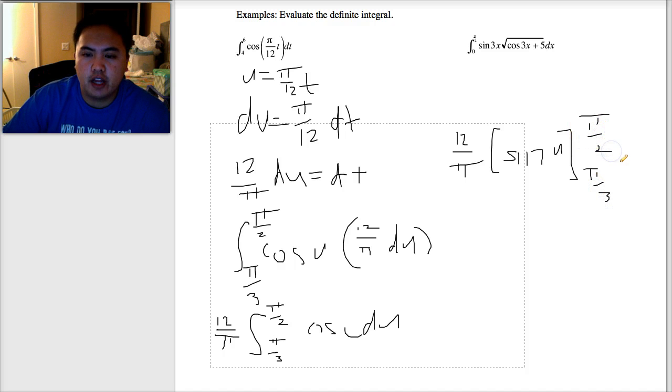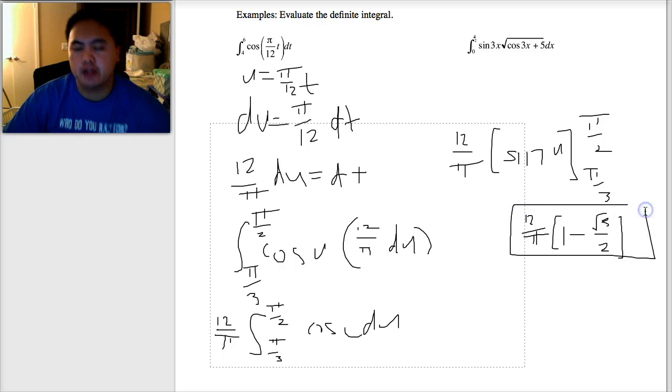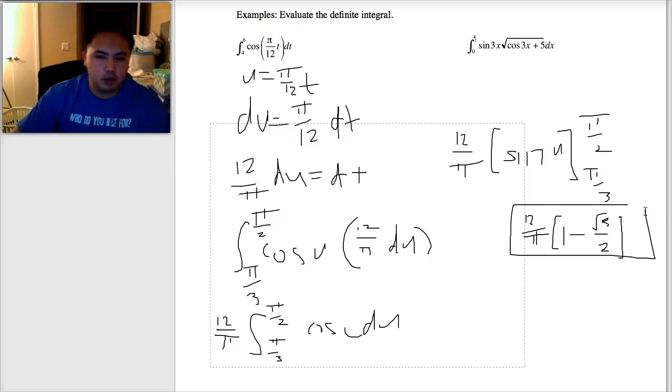And some of you may have forgotten how to do this. Sine of pi over 2, in case you forgot, is 1. And sine of pi over 3 is radical 3 over 2. You could use the unit circle, you could use your calculator. And actually, I'm just going to have you stop right there. I think this answer is much better than a decimal or anything like that. So at some point, just plug in the numbers and stop there.